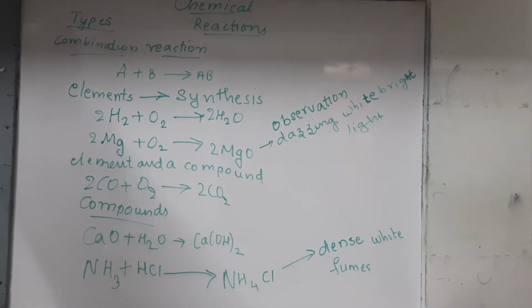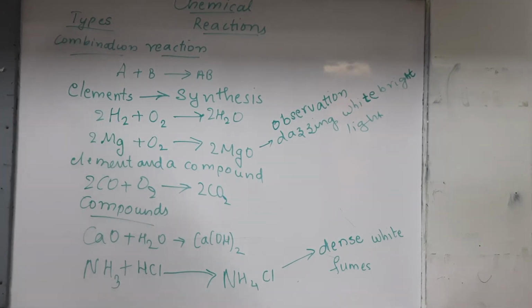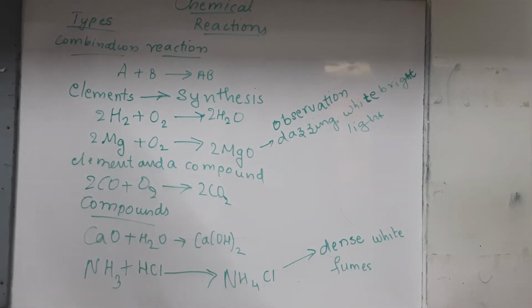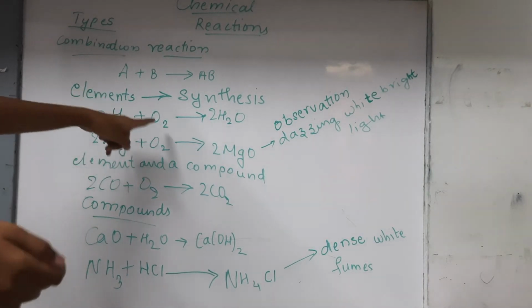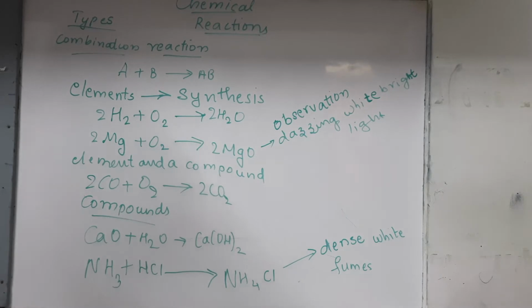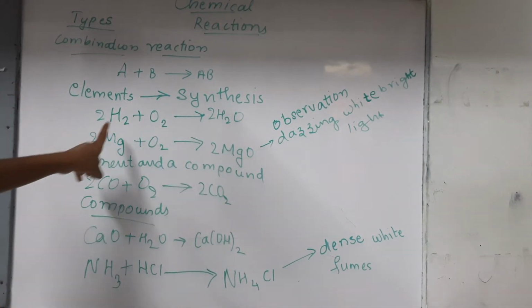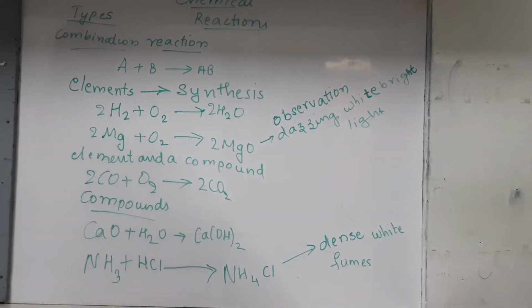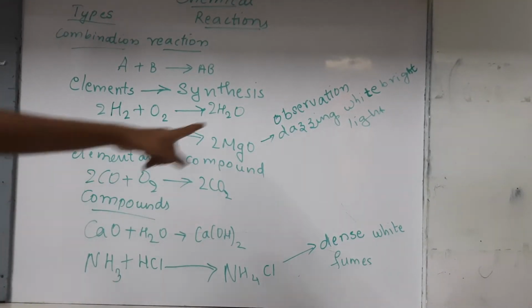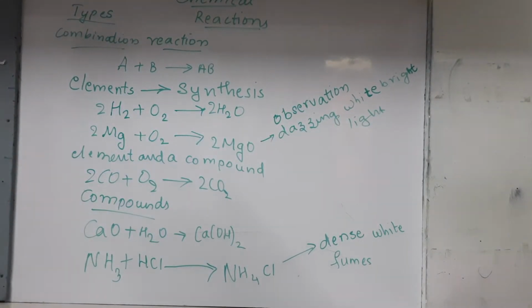Now here I have given you one example. H2 plus O2 gives H2O. This reaction should always be a balanced equation. So 2H2 plus O2 gives 2H2O. I have balanced it also. Mg plus O2 gives MgO, balanced as 2Mg plus O2 gives 2MgO. And here the observation is a dazzling white bright light.